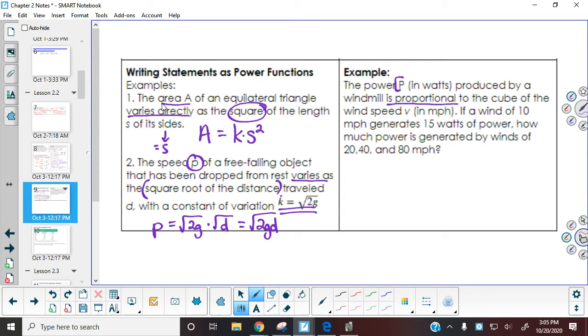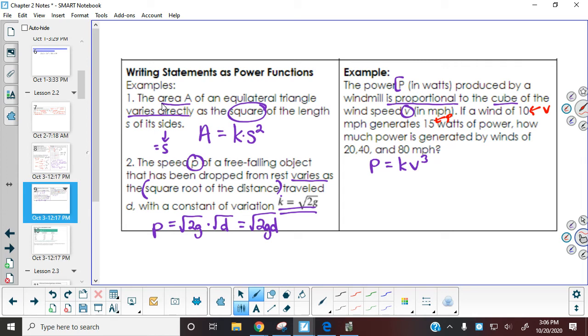So we have P equals, and then we have our constant of variation, and then notice it says the cube of the wind speed. So we have V cubed. And then it gives us some information. If a wind of 10 miles per hour generates 15 watts of power, so this is our V, that is our wind speed, and this is our power, P.